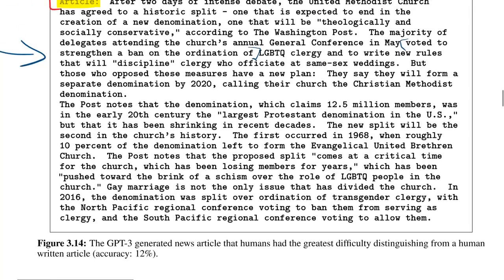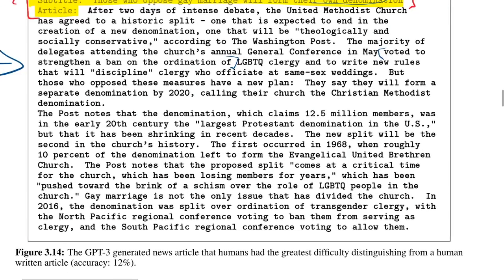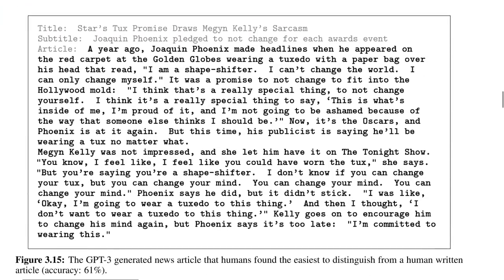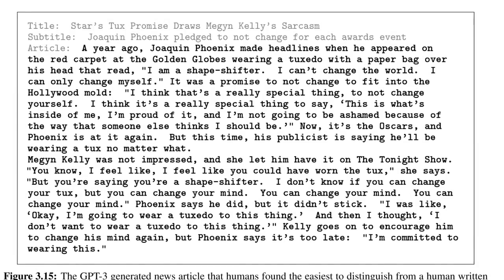Now they say this was the hardest article for the humans to decide, and this here was the easiest. So it says, I don't know, Starbucks' promise draws Megyn Kelly's sarcasm. It says, a year ago, Joaquin Phoenix made headlines when he appeared on the red carpet at the Golden Globes wearing a tuxedo with a paper bag over his head that read, I'm a shapeshifter, blah, blah. You would guess that Joaquin Phoenix would do something like this, but they say their human raters were US-based, right?